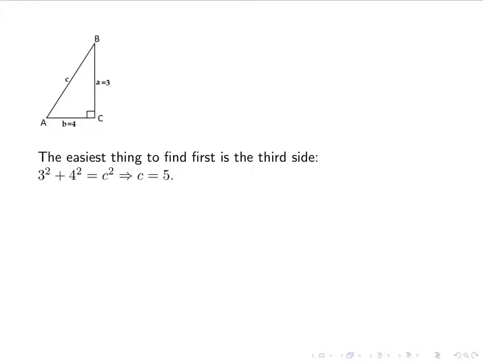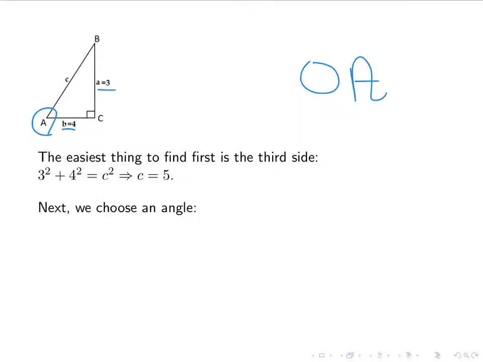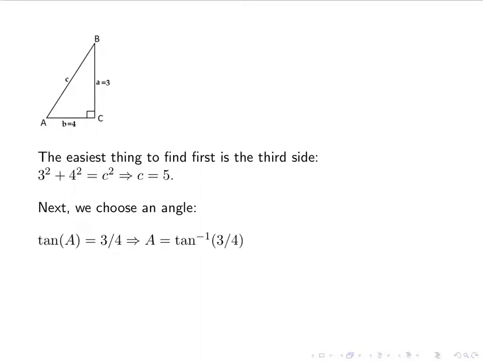The next thing we're going to do is find an angle. Again, doesn't matter. I'm going to go alphabetically. So I know sides A and B, and I'm going to look in relation to angle A. Side A is opposite, side B is adjacent, and that means tangent. So we're going to look for tangent of A being opposite over adjacent. So tangent of A is 3 over 4, which means A is tan inverse of 3 over 4. And that should be giving you 36.87 degrees.